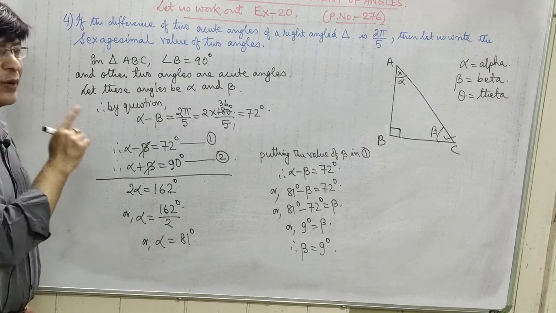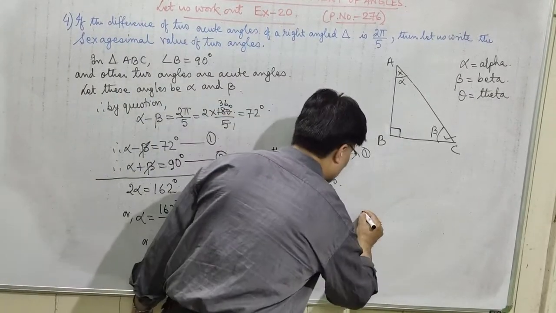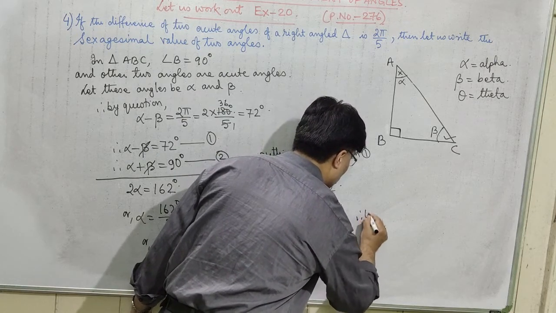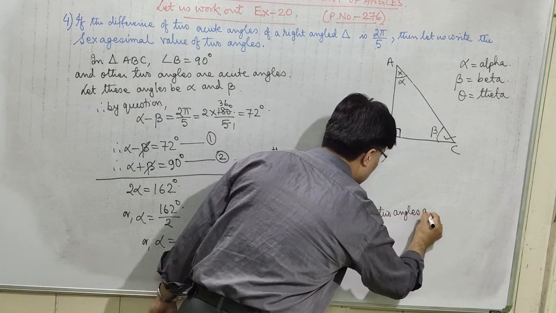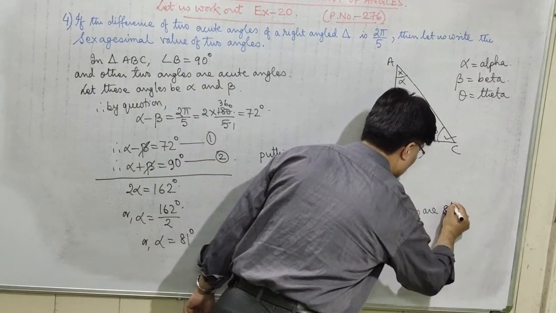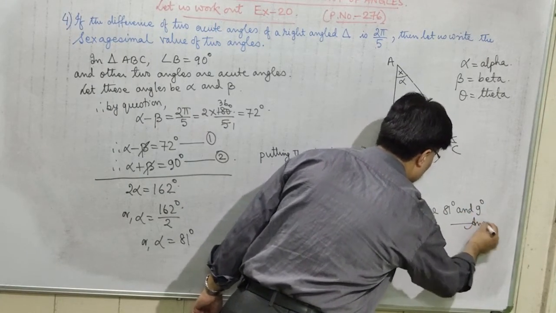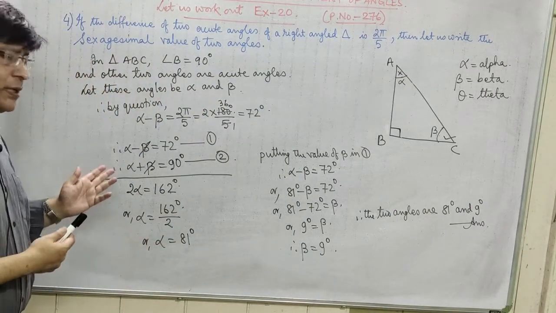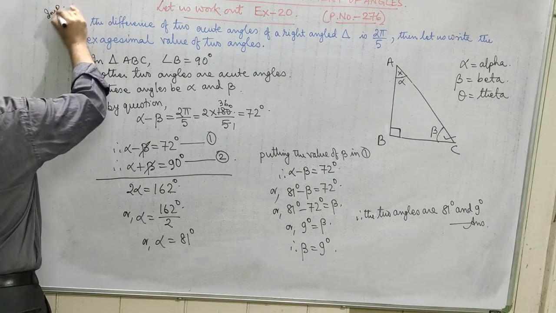So what are those two angles in the sexagesimal system? It is 81 degrees and 9 degrees. Therefore, the two angles are 81 degrees and 9 degrees. So these are the final answers. I think you have understood it. This question is very, very important. You can mark it.